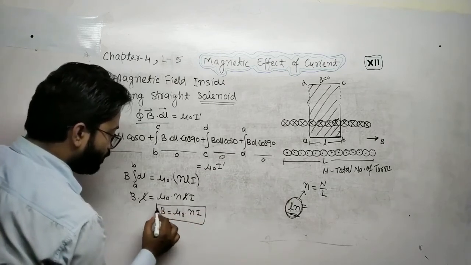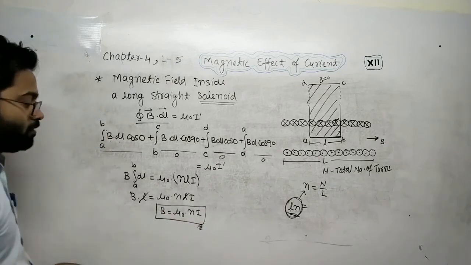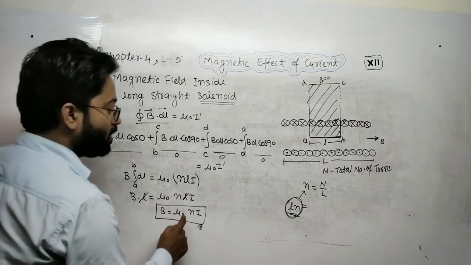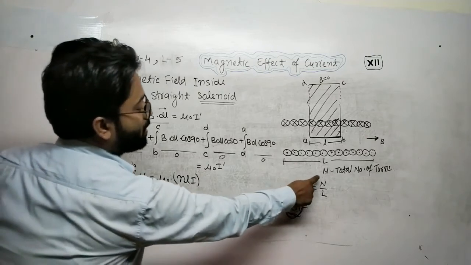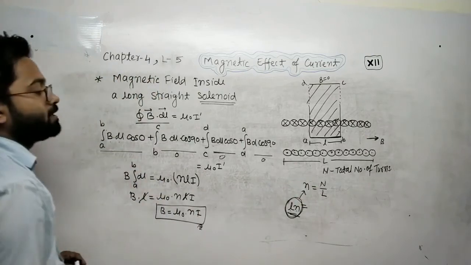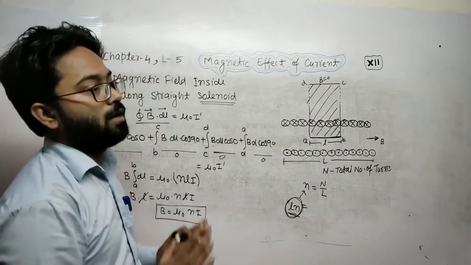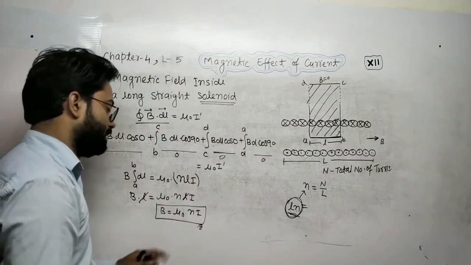I hope you understood this video, and this is the result. B is equal to mu naught times n into I, where small n is the total number of turns per unit length. That is, the total number of turns in the solenoid divided by the total length of the solenoid. This is the small n.